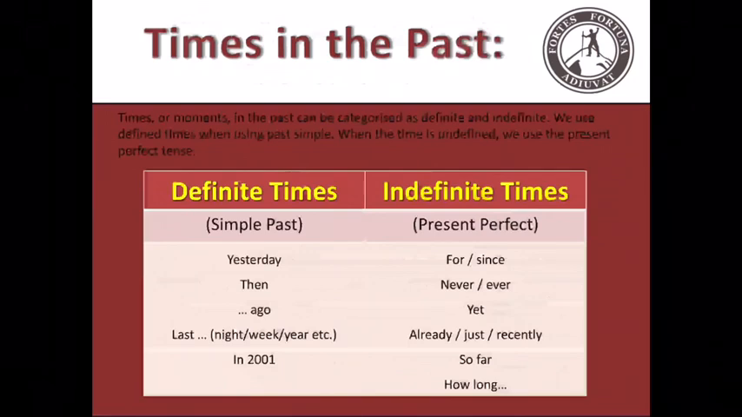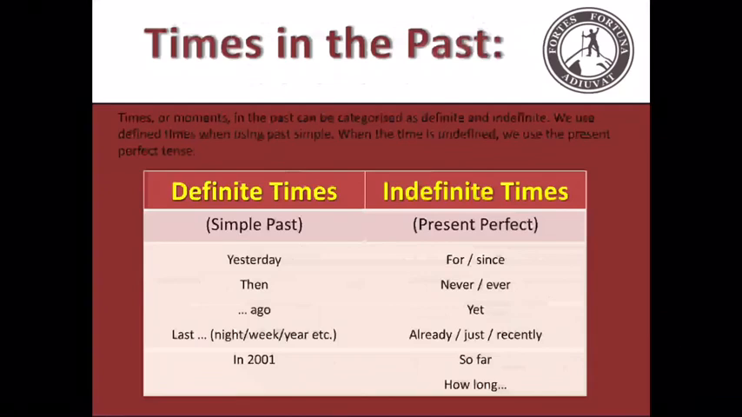The indefinite times, which we have looked at in class, are for or since, never or ever, yet, already, just and recently, so far, and how long. They give us no information on when the time happened, just that they have happened, or in the case of never and yet, have not happened.